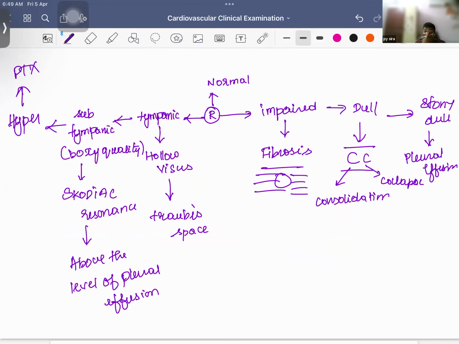Whenever there is a fibrosis, you're going to get an impaired note, and a dull note in consolidation and collapse. You can also remember CCF.